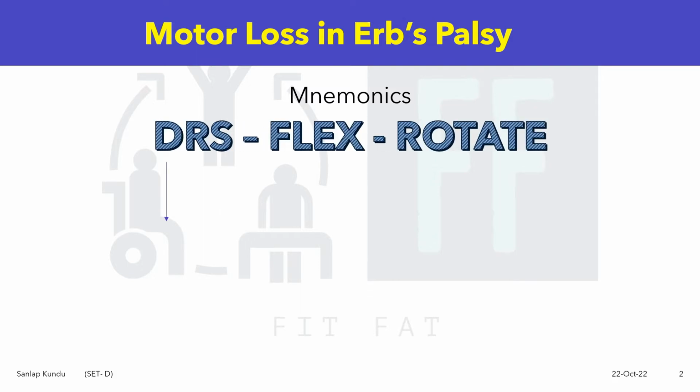Now D stands for deltoid muscle, which mainly is a shoulder abductor muscle. R stands for rhomboids, which is mainly a retractor of scapula. S stands for supinator. It mainly supinates the forearm.